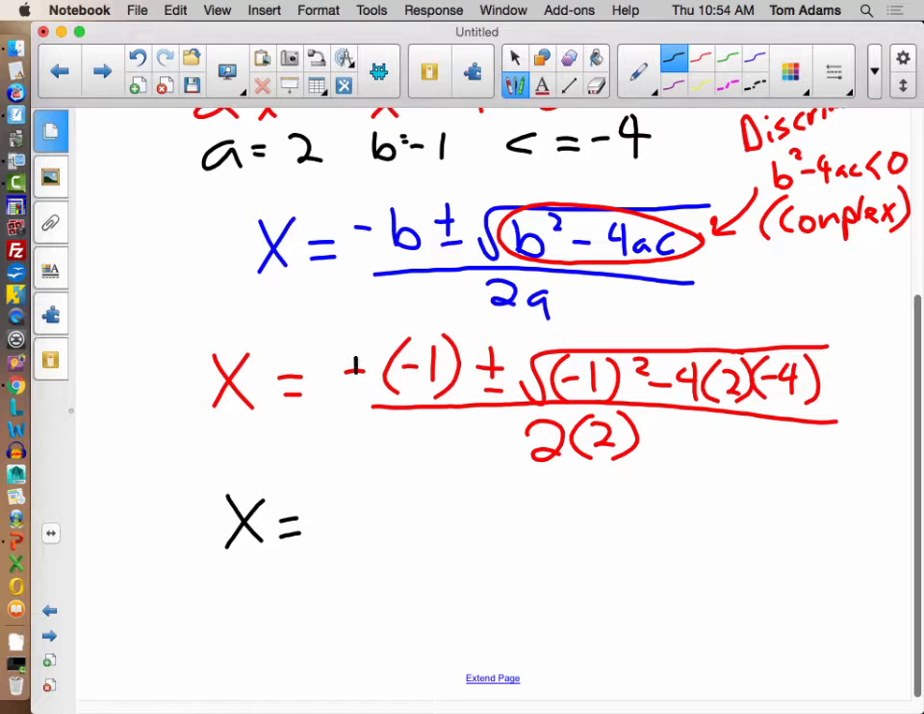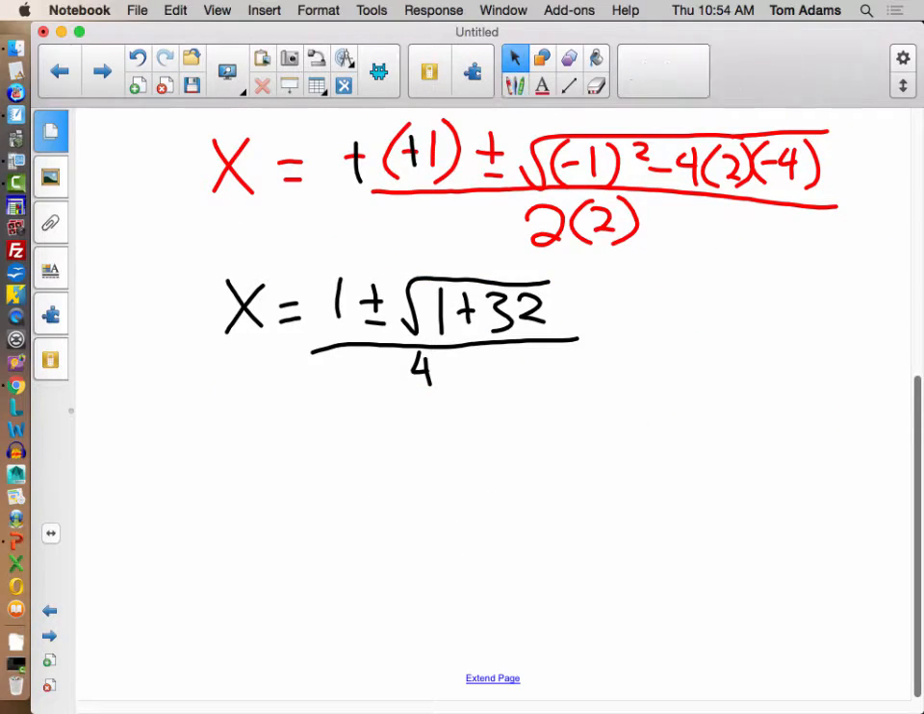So I've got x equals, when you have a minus a minus, it becomes a plus, so it's 1 plus or minus the square root of 1 minus 4 times 2 is 8. 8 times 4 is 32. You have a negative times a positive, which is negative, times a negative again, so this is a positive 32, all over 2 times 2, which is 4. You guys with me so far? All right, cool.